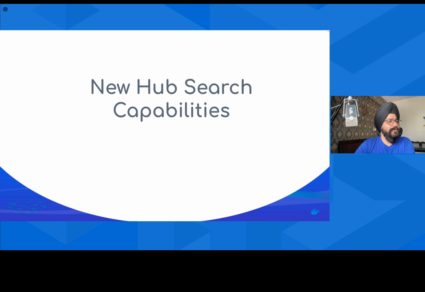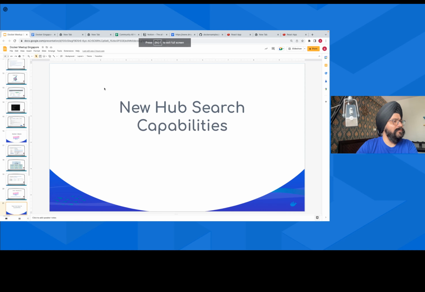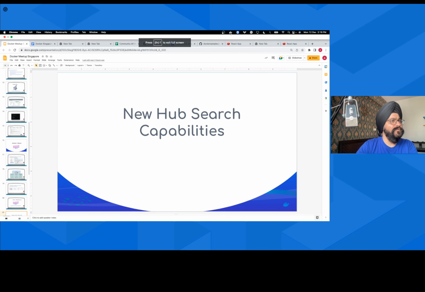Okay, so we come to the next section called new Hub search capabilities. I'm going to spend about 5 minutes to show how we can use the search capability and bring up the Mongo database. I'm choosing Mongo because the example which I showed is the MERN stack, and Mongo is a very critical component. When I started using Docker Desktop, that was the first container I used. So let me directly jump into Docker Desktop and show you a few examples.